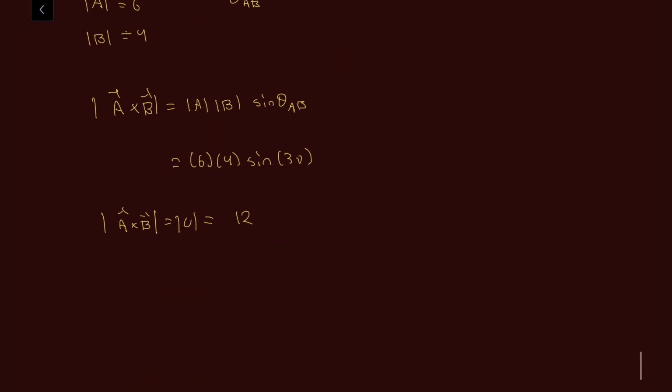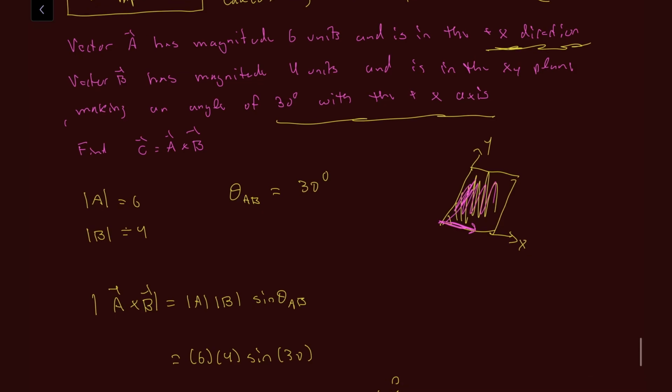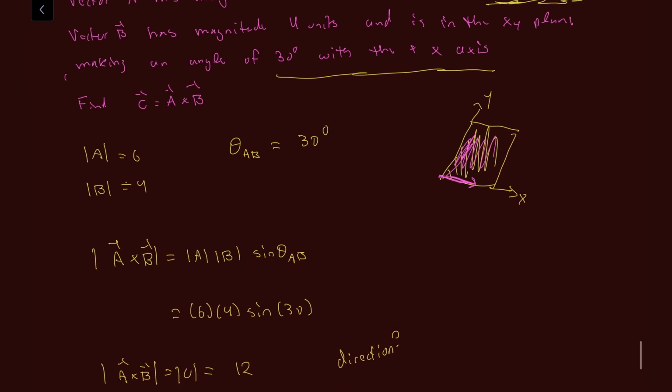Now the question to ask is, in what direction? Now again, we're going to try to do this without the diagram. So we know that B is in the xy plane. So let's just say this is your xy plane. Let's say this is x, this is y, and you know that A is in the x-axis. So you have a vector on the x-axis and a vector somewhere here in the xy plane. That can only mean one thing, that your resultant vector, the C vector, has to be pointing either up or down out of the plane.